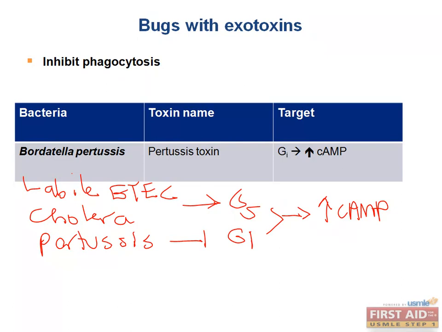Now, which toxin mimics adenylyl cyclase activity? The answer, edema factor of Bacillus anthracis.